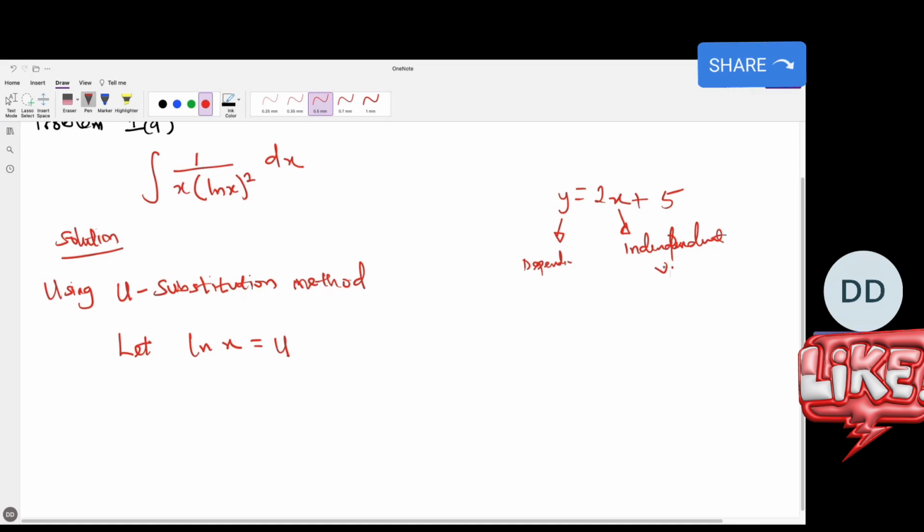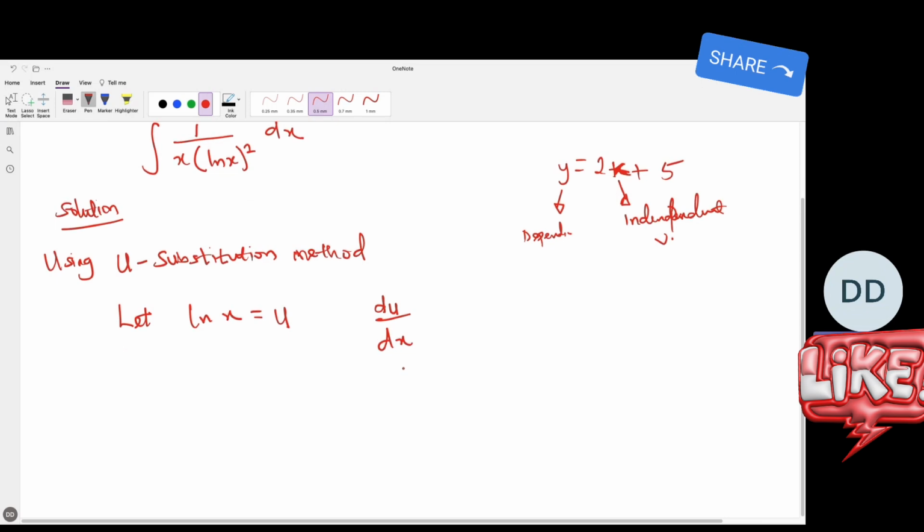Sometimes you might not necessarily be given a function of x. You might be given a different function. Let's say, for instance, instead of x here, I have k. Because I know that k is the independent variable, I will be differentiating with respect to k. That's just the basic idea. So now, since x is the independent variable, I need to find du with respect to x, and this will give me what? 1 over x. Yes, 1 over x.